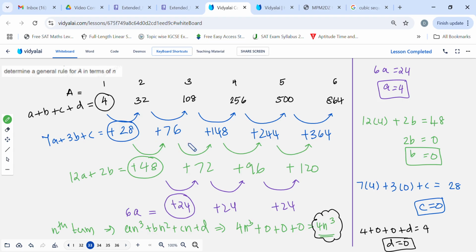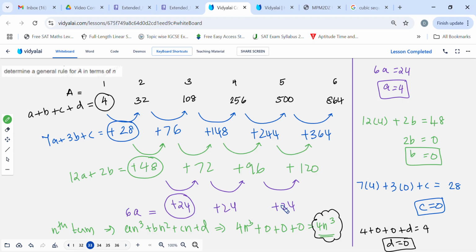And again, since the difference is not constant, we'll continue to find the difference again. So 28 plus 48 is 76. 76 plus 72 is 148. 148 plus 96 is 244. 244 plus 120 is 364. So here the second difference is also not constant. So we'll again find the difference. 48 plus 24 is 72. 72 plus 24 is 96. 96 plus 24 is 120. So the third difference is constant.